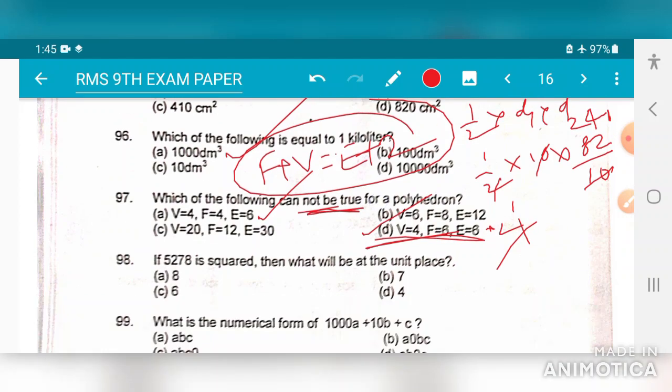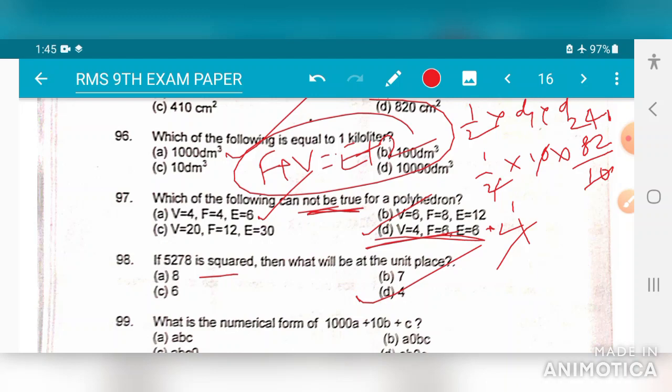If 5278 is a square, suppose this is a square, then what will be at the units place? Units place, square means 8 eights are 64, so the unit place is 4.